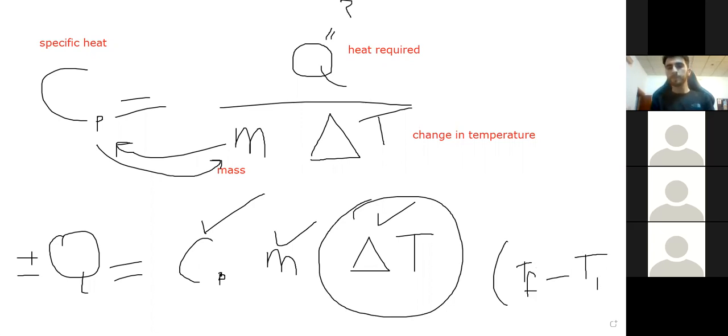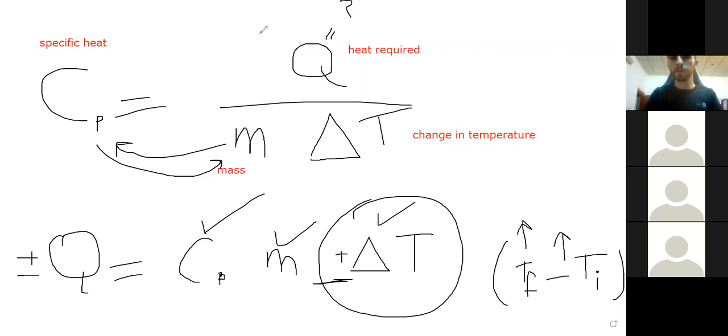This is delta T. So if T final is bigger, then the value will become positive. But if the T initial is bigger, then the negative sign will win over the positive sign here. So then your value will become negative. The delta T will become negative. And if delta T is negative, your Q will be negative. If delta T is positive, your Q will be positive. This is it. So it all depends on the T initial and the T final. Which one is bigger? If the T final is bigger, it means you're gaining energy. It means your Q is positive, and vice versa. Any questions?